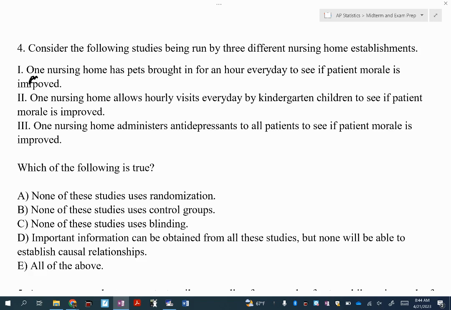Are they using randomization? Are they randomly saying, okay, this nursing home resident gets to see the pet, but this one doesn't? No. Are any of them using randomization? No. Any of them have a control group? Do you remember what a control group is?